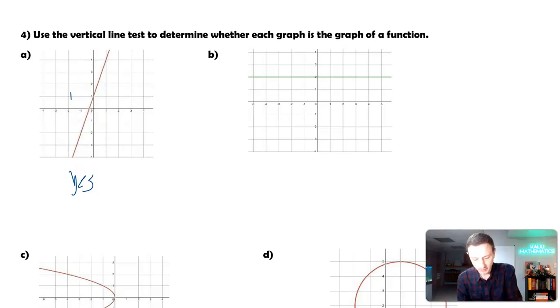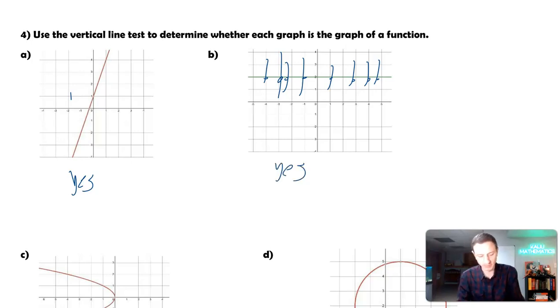Next one, this horizontal line. There's a horizontal line right there. So if I drew in vertical lines, I'm hitting the line right there, line right there, line right there, and so on. So I'm not hitting that line in more than one spot with a vertical line. So that's a yes, it's a function.